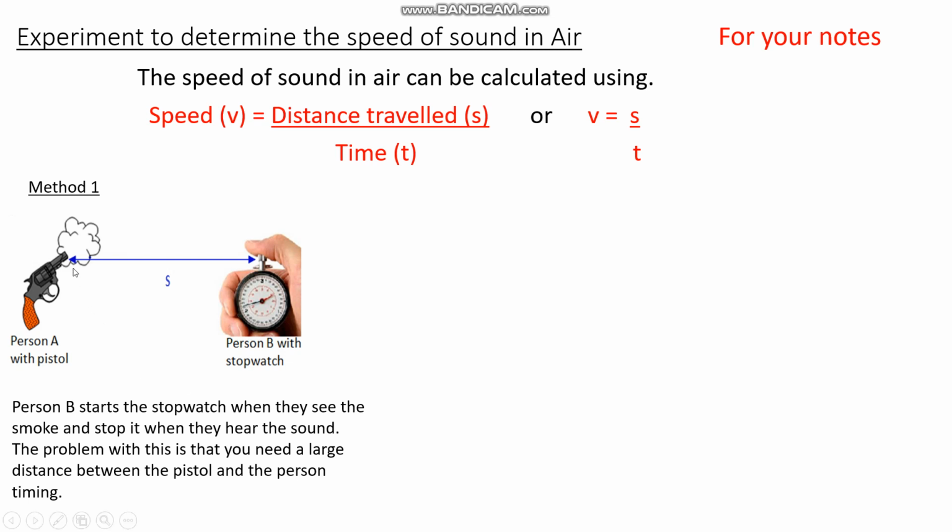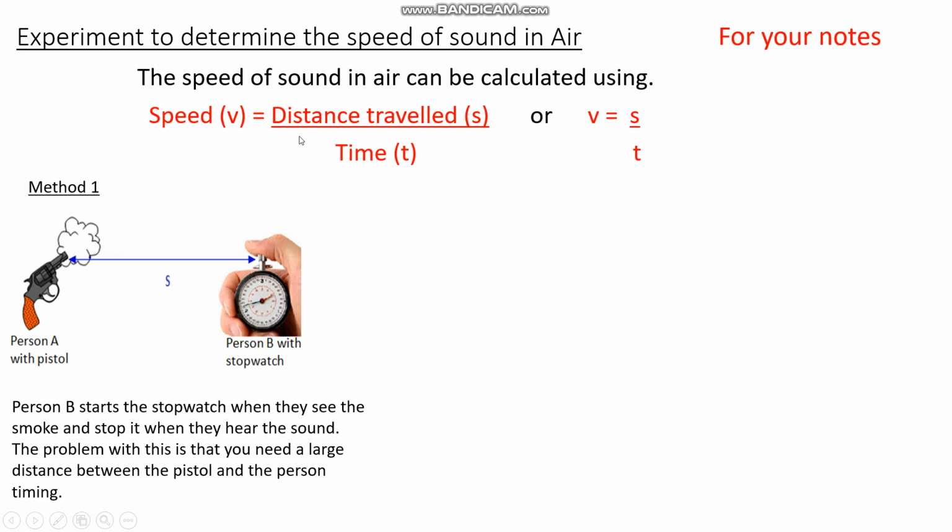So that tells us how long it's taken the sound to get from the person A with a pistol to the person B with a stopwatch. If we measure that distance s, we can then use the formula up here to calculate the speed of sound.